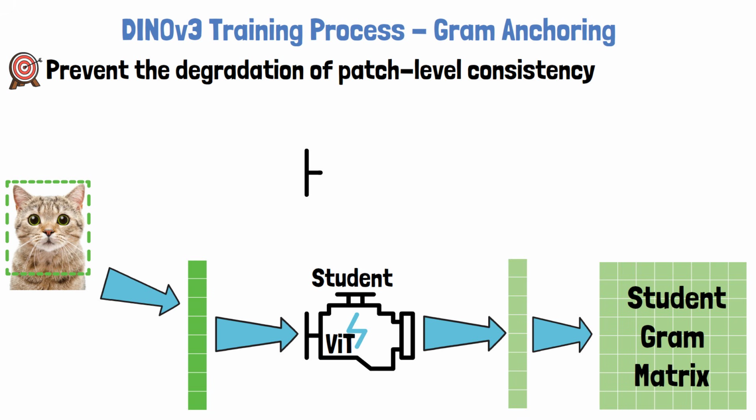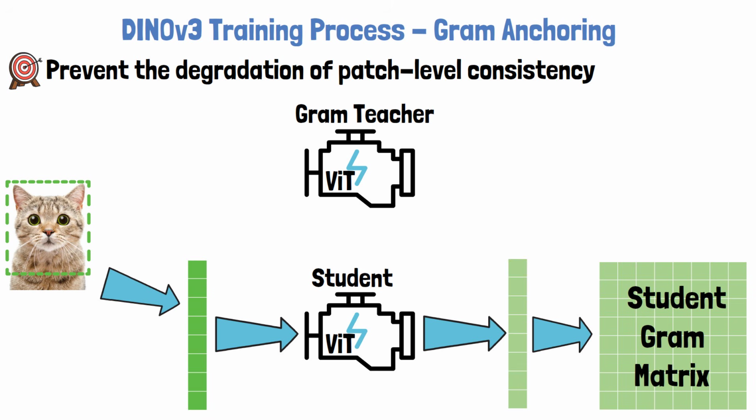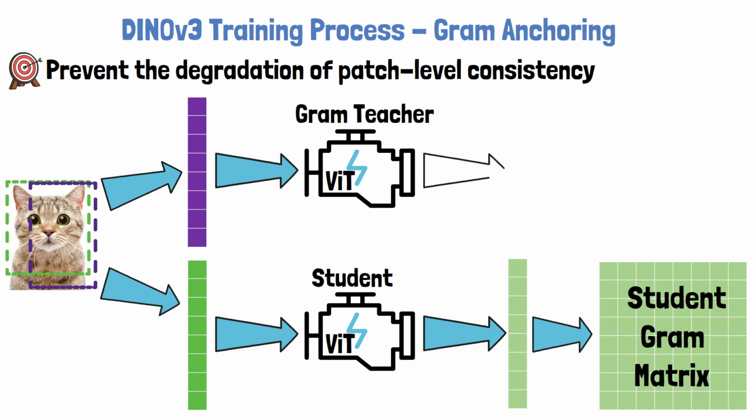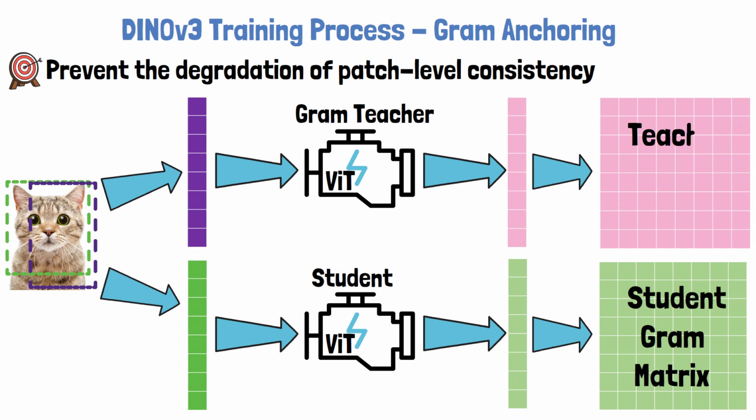The idea of gram anchoring is that we take a gram teacher model, which is different from the teacher we used before. The gram teacher is an earlier checkpoint of the teacher model that we know has strong dense task performance. The gram teacher also processes a global crop of the image to generate its own patch features. Then, we calculate the gram matrix for the teacher's output as well. The gram anchoring loss then pushes the student's gram matrix to match the teacher's matrix. This way, we enforce the relationships between the features to remain consistent with that of the gram teacher. The key is that by operating on the gram matrix rather than the features themselves, the features are free to move as long as the overall structure of similarities remains the same.